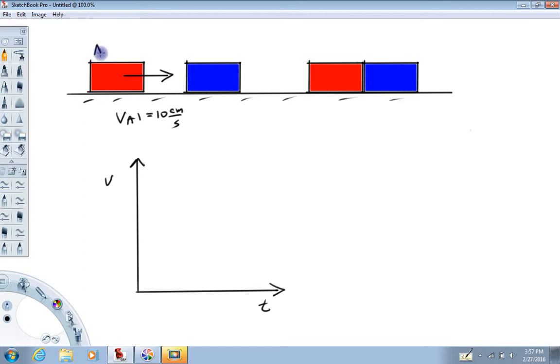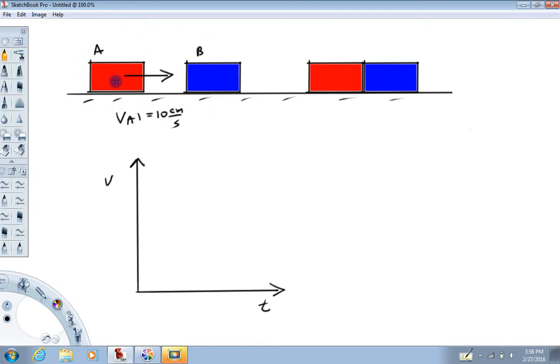I'm going to call this object A and this object B for the discussion here. And we're going to be looking at lots of problems where we're going to have multiple objects in multiple different time frames. I like to use letters for the different objects and numbers for the different time frames. So VA1 is velocity of this mass in what I'm calling picture 1.